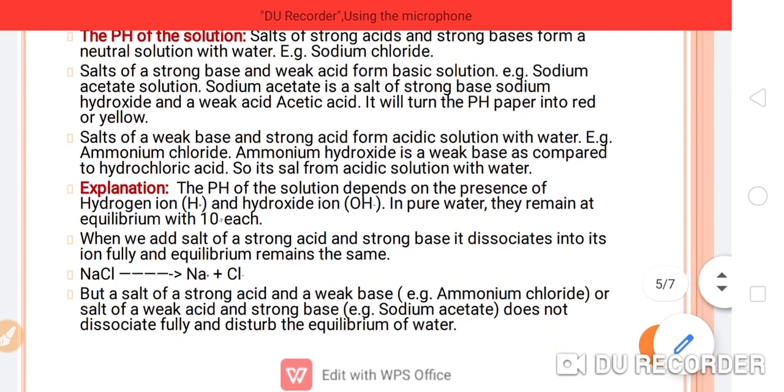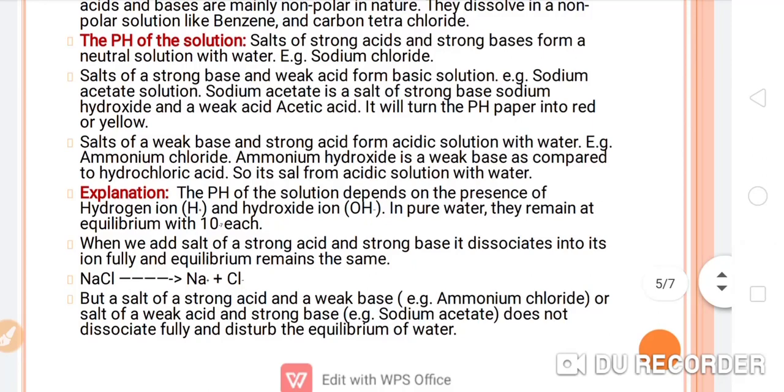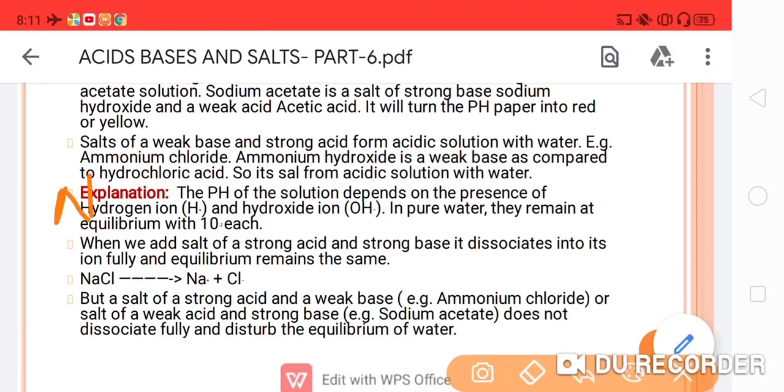Now next, salts of a weak base and strong acid form an acidic solution with water. Example: ammonium chloride. Ammonium hydroxide is a weak base. So let's see what the reaction will be. Suppose here is ammonium hydroxide reacting with HCl. So what will form?